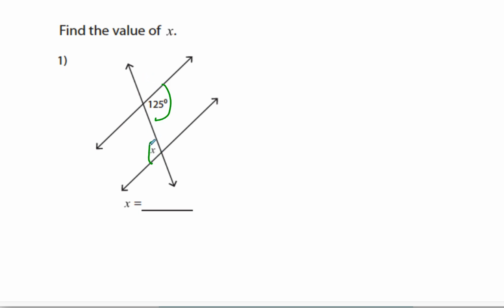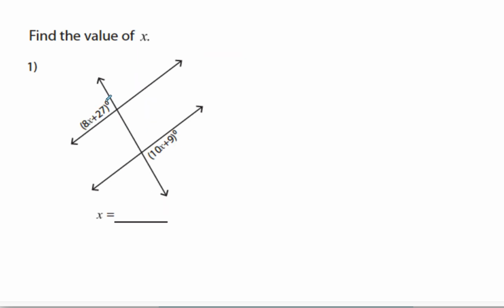If you have a numeric, you have this, how are these related? Well, this is the same sort of thing, slightly different angle, but these are alternate interior angles again, AIA, alternate interior angles, and therefore are congruent. So what does x equal? X equals 125. Remember, either the angles are going to be congruent or they're going to be supplementary, that is, add up to 180, right?